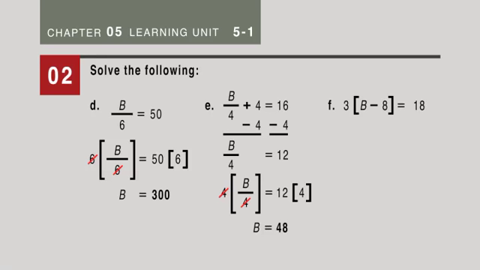In letter F, 3 times B minus 8 equals 18. 3 times B is 3B. 3 times minus 8 is minus 24 equals 18.